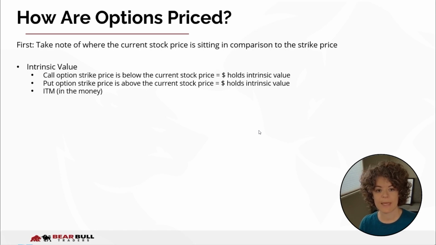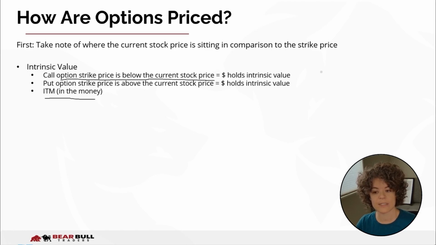So the first thing that makes up an option's pricing is intrinsic value. Intrinsic value is going to be found in contracts that are in the money. So what this looks like is, for example, if a call option strike price is below the current stock price, it's in the money and holds intrinsic value.